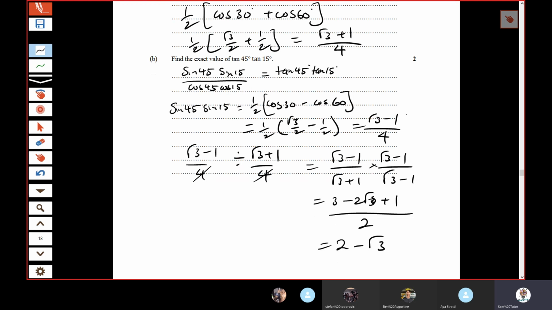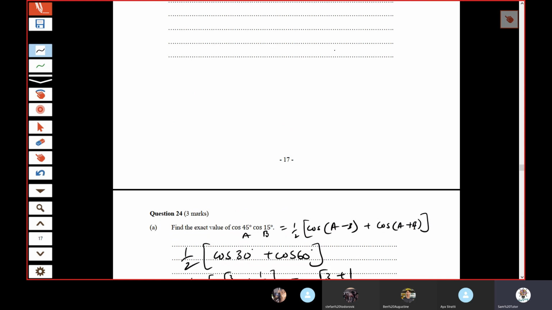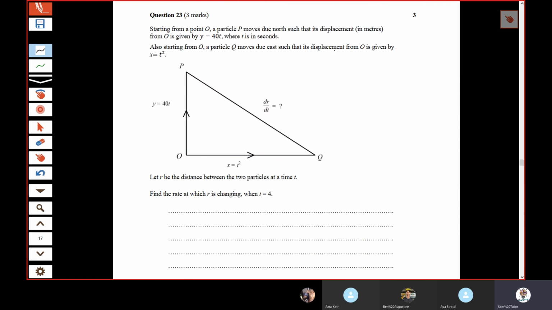Any questions? Aya, that makes sense? Everything I've done there? Yeah. Cool. Did you think of that? Did you think of tan is sine on cos? At first, no. But then, yeah. Tan theta is sine theta on cos theta, so you can do that. Cool. Let's try another one.